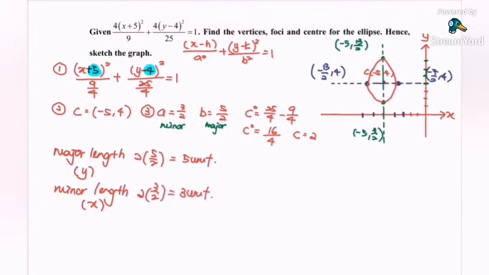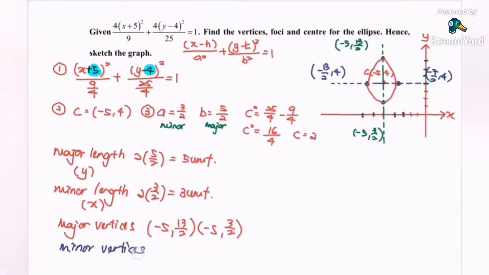Next, write down the major vertices. It refers to the green in color. So the major vertices will be -5, 13/2, and -5, 3/2. As for the minor vertices, we have to refer to the blue in color, where we have -13/2, 4, and we have -7/2, 4. So that will be the major and minor vertices.